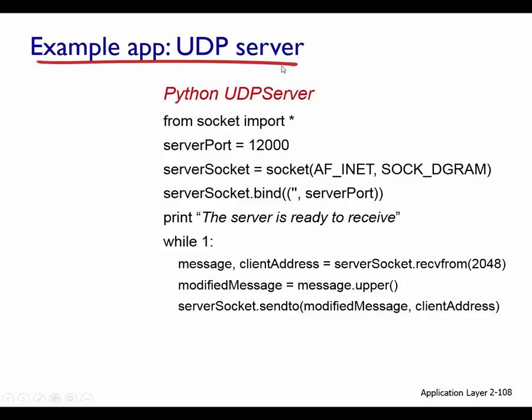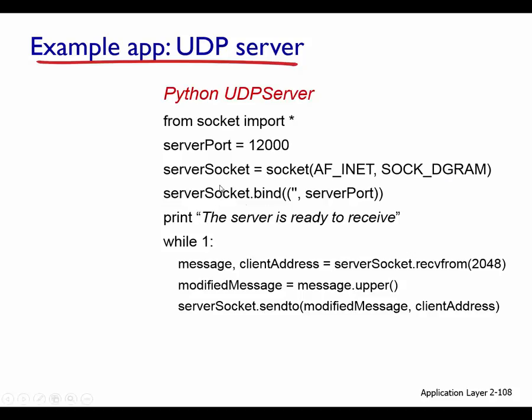On the server end, what the server does, like with the client, we have to include that socket structure in our program. We are on server port 12,000. We assign our variable server socket to be a socket structure. It's going to be internet, and it's going to be a datagram, so it's going to be UDP.